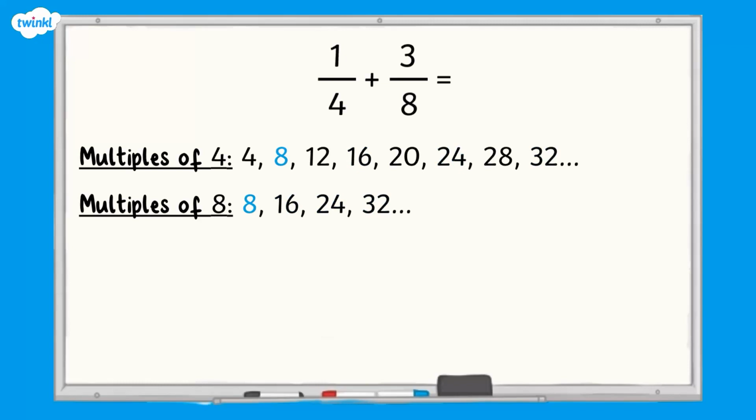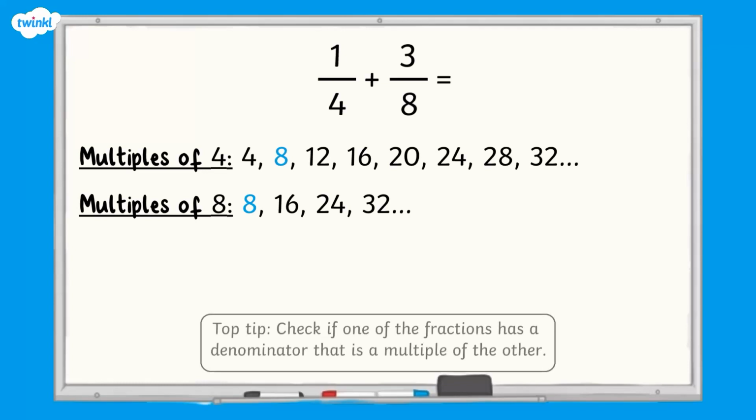Because one of the denominators is a multiple of the other, 8 is a multiple of 4, it means we only need to change one of the fractions for them to have a common denominator. Always remember to check if one of the fractions you are adding or subtracting has a denominator that is a multiple of the other, because it will make your calculation quicker and easier to complete. Now we know that we need both fractions in our calculation to have the denominator 8.